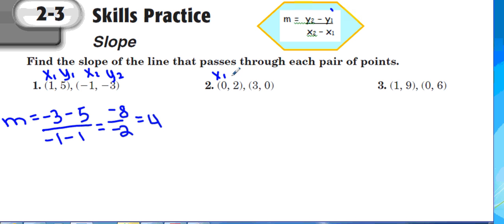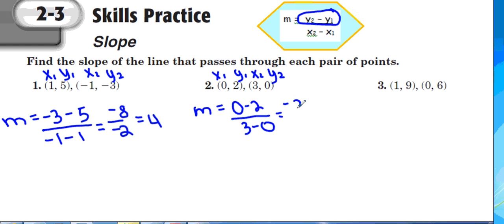On the second problem, again, I'm going to go through and label my ordered pairs. Something important to remember when you are doing the slope formula: the y values always go at the top of the formula, because as we've talked about previously, slope is rise over run. Our rise needs to be on top. So we're going to have 0 minus 2 divided by 3 minus 0, which gives me a negative 2/3. Sometimes you'll get a fraction as an answer for your slope, and you will not be able to simplify that fraction, such as in this case, so we can leave our answer as negative 2/3.